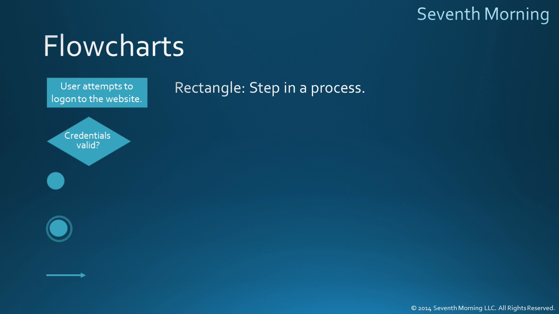The second shape is the diamond. Diamonds are sometimes called decision points or decision steps, and probably half a dozen other terms. But what they mean is that the next step will vary based on some data or a decision of some kind. And I'll add some text here, which says just credentials valid. Okay, note that question mark. That's important.